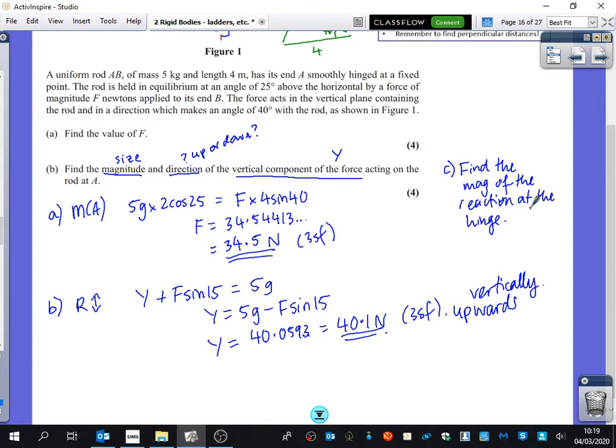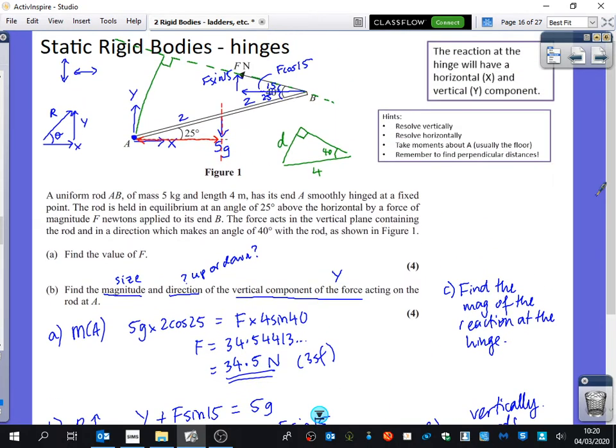So that means we're going to have to do the last thing that we haven't done, which is resolve left and right. So this made-up part C question is, if we resolve left and right, we go back up here. What do you think are the left and right forces? F cos 15 and X. So X is just F cos 15.